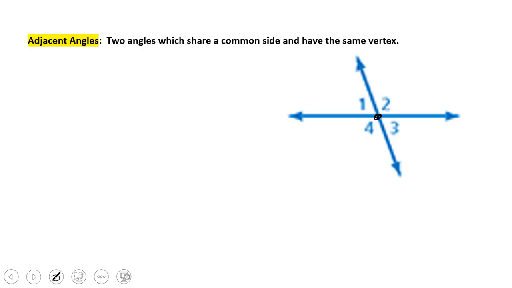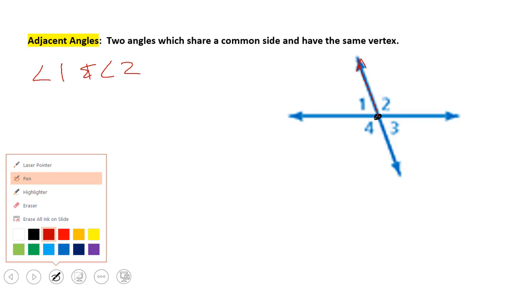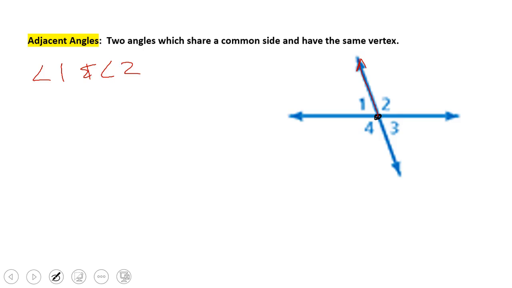Let's do the first one. The first one's going to be done with red. So I'm going to highlight that side. That means there are two of those angles that share that black vertex and that red side. And as you can see, angle 1 and angle 2 share that side. Going with green, I'm going to highlight this side here. And there are two angles that share that green side. That'd be angle 2 and angle 3 and the vertex. So they are also adjacent angles.